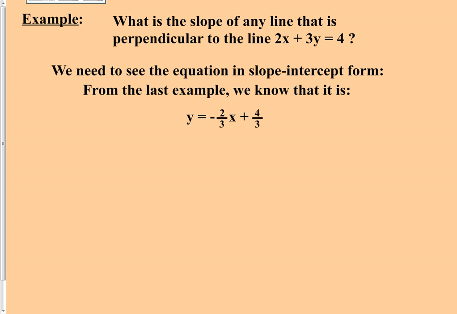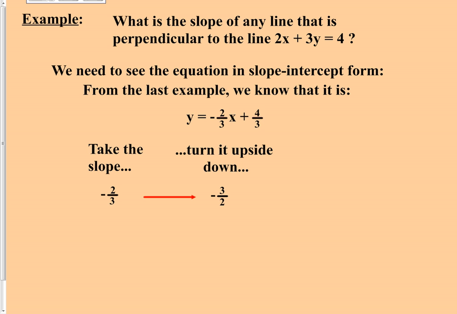If we want to be perpendicular to this line, we need a slope value that is a negative reciprocal of this slope value. Okay, so let's run it through that procedure. We're going to take the slope that we have, which is negative 2/3. We're going to turn it upside down. The actual mathematical term for that is reciprocate. We're going to reciprocate the fraction. So that will make it negative 3/2.